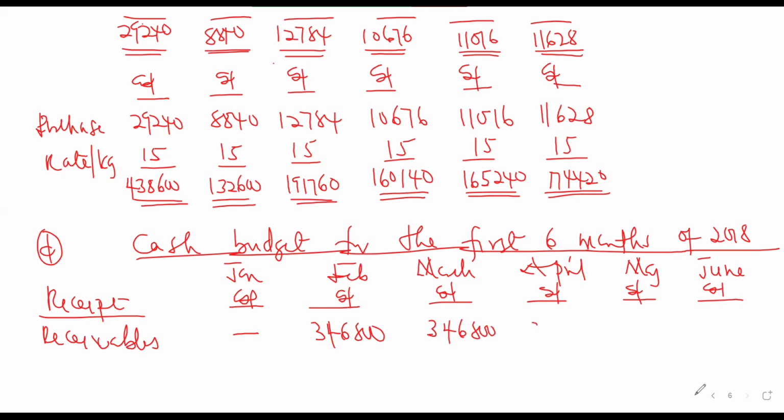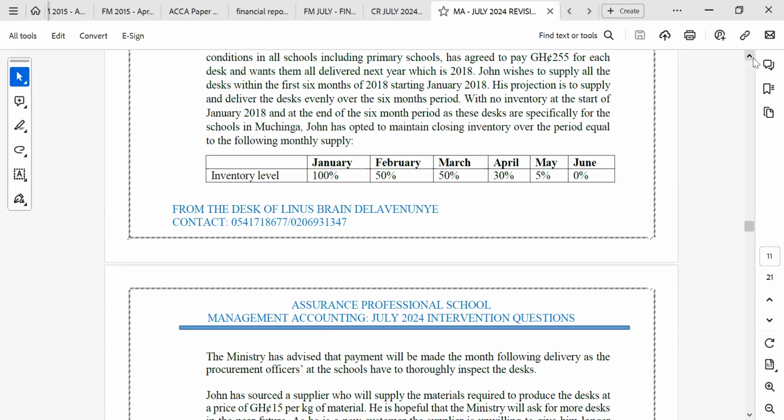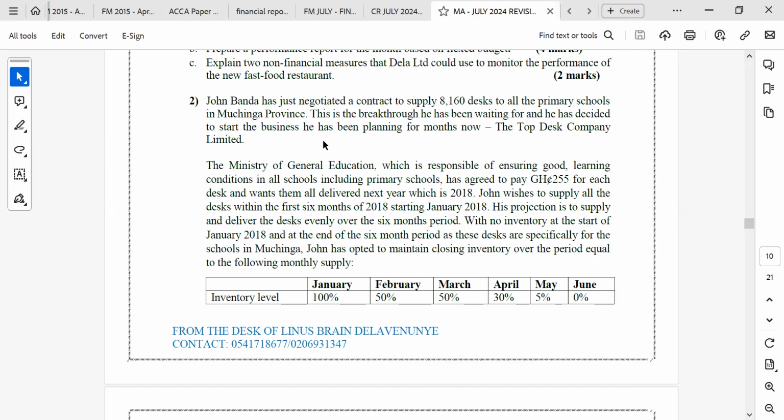34,6,800. We are not doing July. So June's own will be received in July, but we are not doing July. So we just leave that and move on. So we need to have another items also over there. So we have done our receivables already.